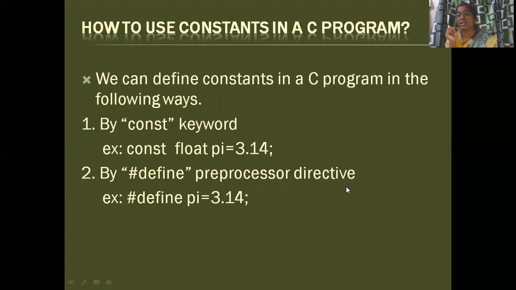The other way is the hash define preprocessor directive. This is the definition section which we write in basic C programming. In the definition section also we can define constants. So here I can write hash define, then I can write the constant value. Like this, two ways we can write constants into our C program.